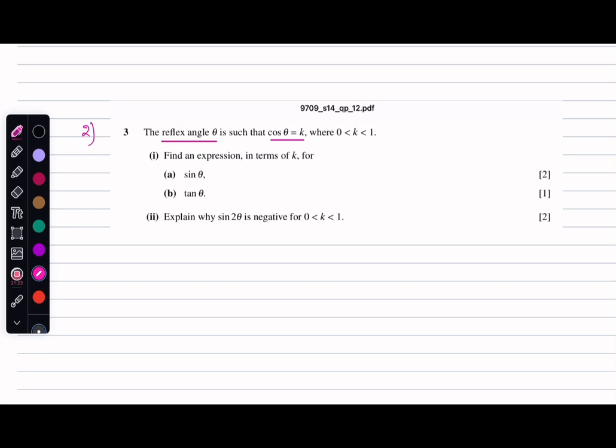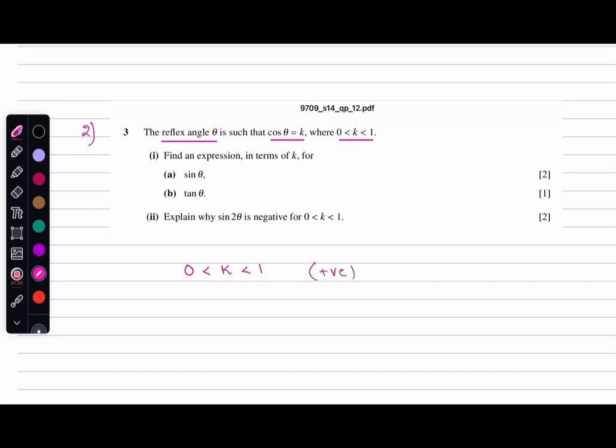Cos of theta equals k, and 0 is less than k, which is less than 1. So they have defined this k value also: it has to be in the range of 0 till 1, which means that k is a positive value. So all the k values are positive.